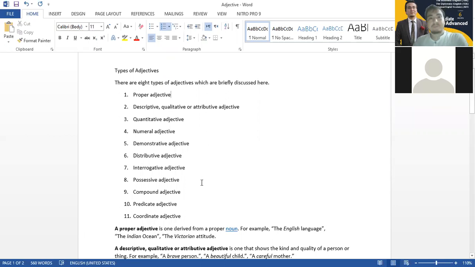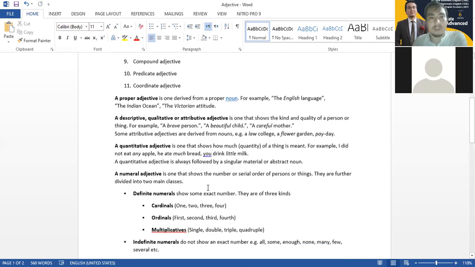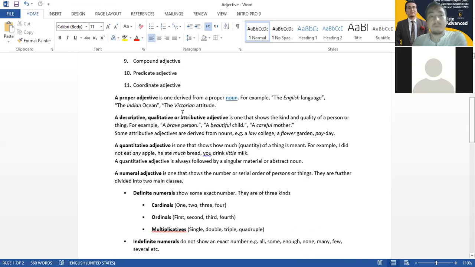Now, the adjective we discussed. Now the types we are having, we will make it 11. Proper adjective, descriptive, qualitative, or attributive, or quality, quantitative, and numeral adjective, demonstrative, distributive, interrogative, possessive, compound, predicative, and coordinate adjectives. Now let's discuss the proper adjective.